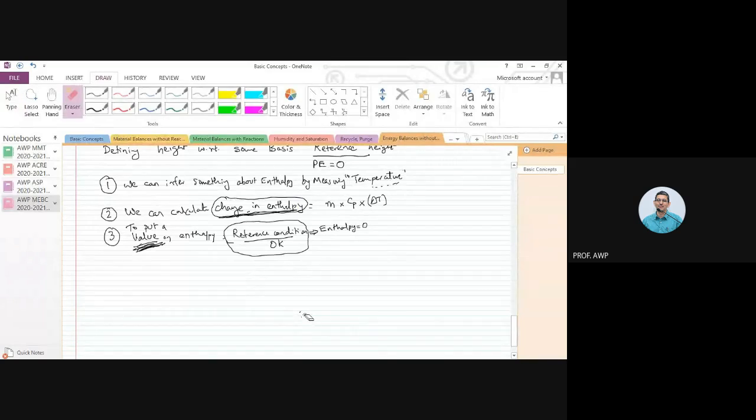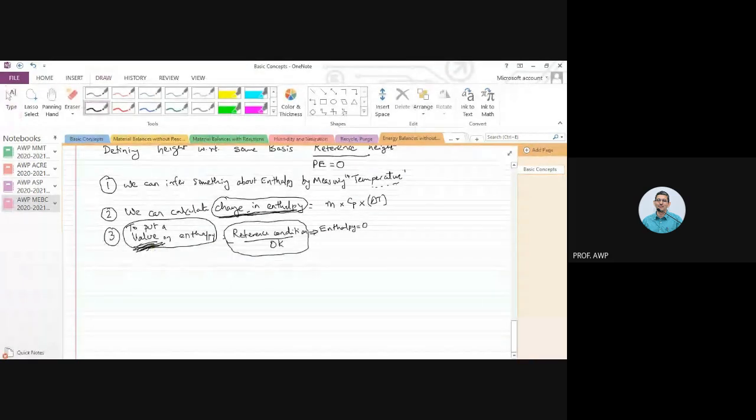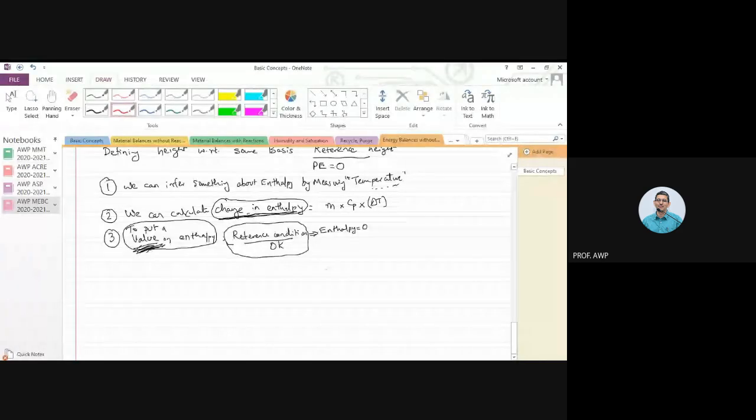It may not be very clear to you just now why we are putting a value on enthalpy. But here is something that we are going to do. It will become clear as we go along. So we are taking a control volume.